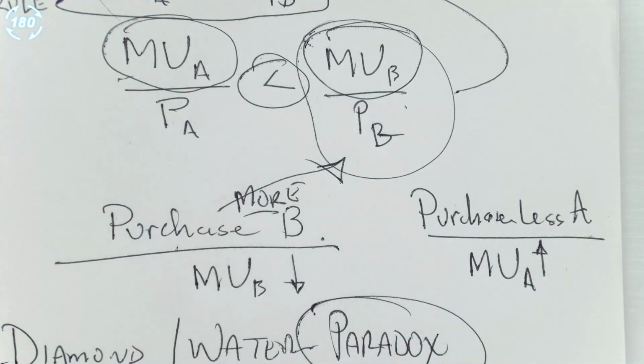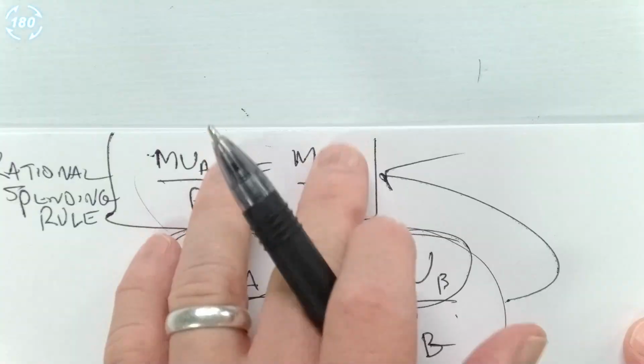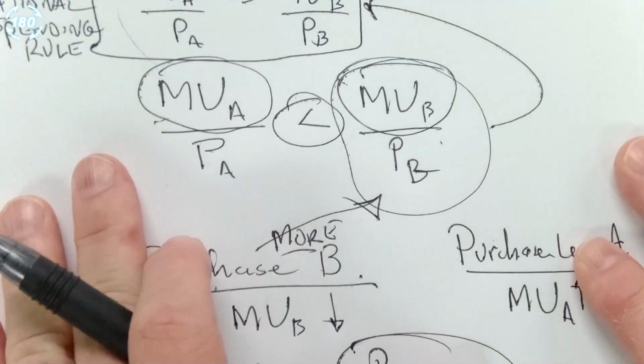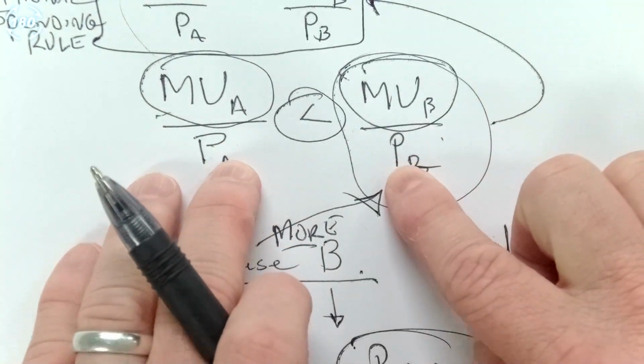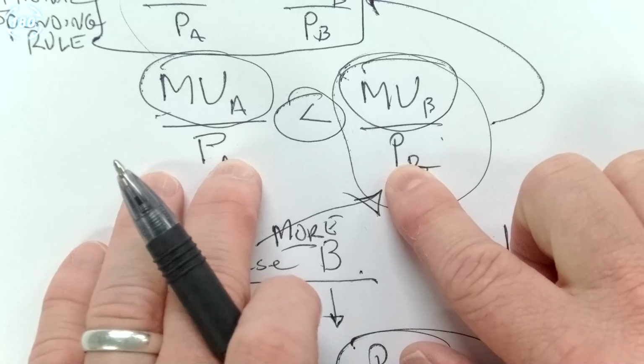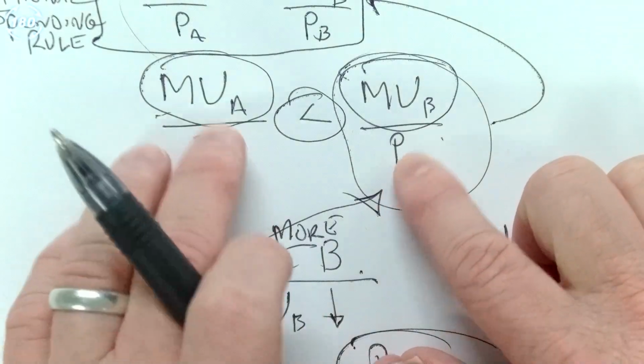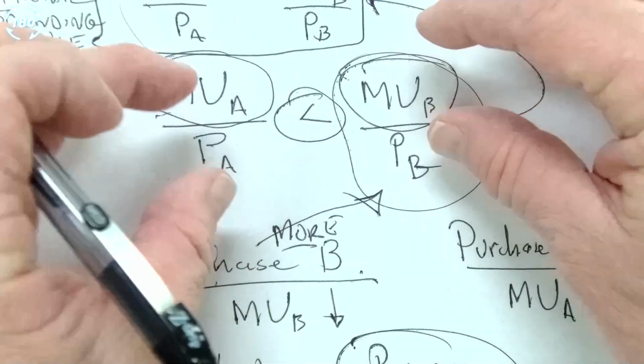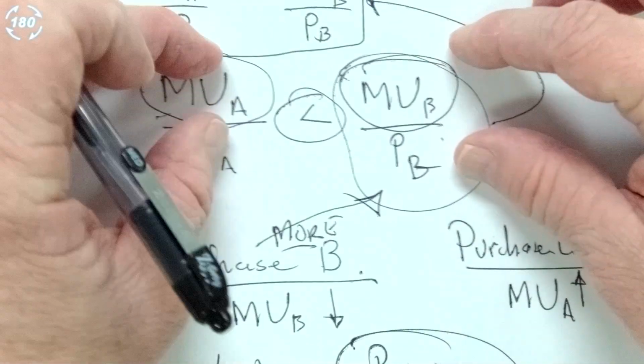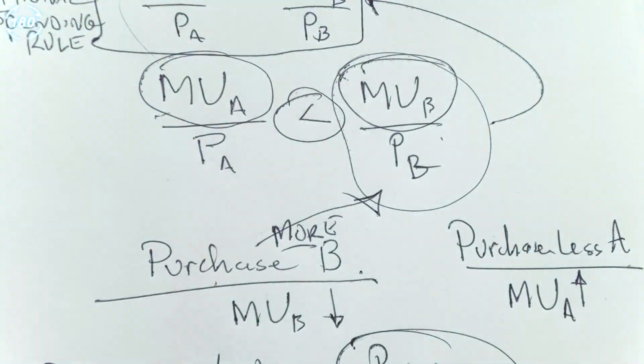I want you to make sure you have this in your gut, so to speak. The dynamic here is we're always seeking to achieve equality. And the way we get there is by taking recognition of the law of diminishing marginal utility. So when these two fractions are out of balance, you need to drive this one up. And then your thinking should be the following.